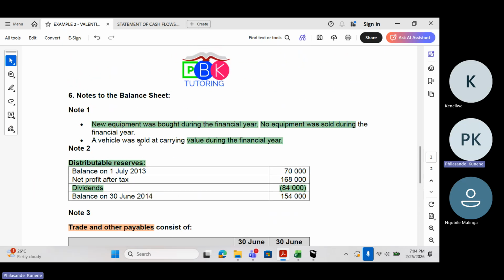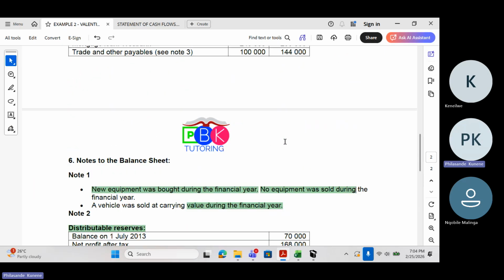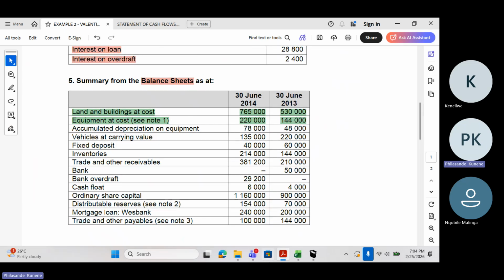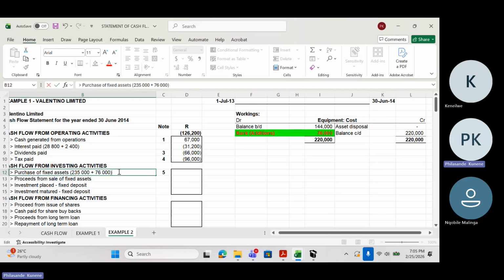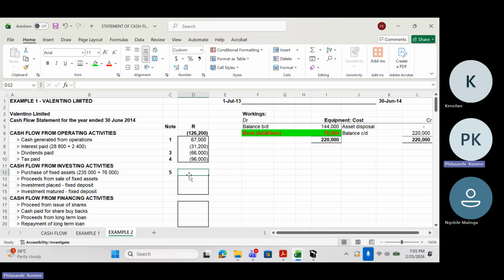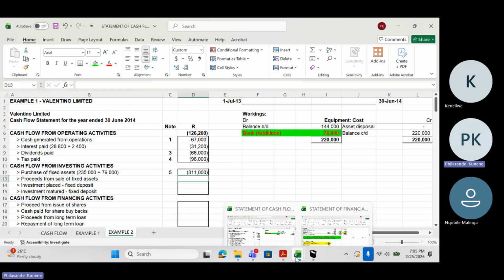Then what about vehicles? A vehicle was sold as carrying value during the financial year, but for vehicles nothing was purchased. So which means now in terms of the purchases of the asset, nothing else was purchased. It's only the land and buildings and the equipment. So how much is it in total? 235,000 plus 76,000 rands, we're getting how much? 311,000 rands. But this is going to be an outflow of cash because we purchased fixed assets.